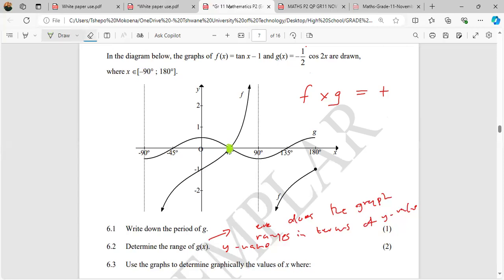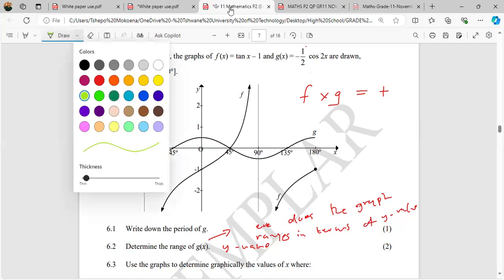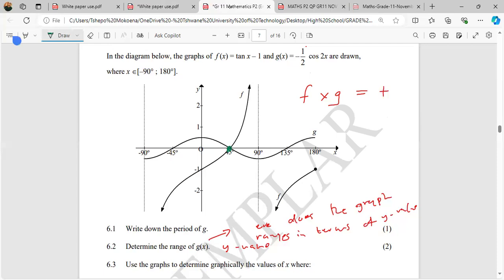Oh, I don't like this color. It's not clear. Let me change it. Normally, I start at the intersection, ne? I move to the right and I move to the left. So let's firstly move to the left. If this graph moves like this to here, and this graph moves like this to here, make sure that they move together, they end together. Ne? That's the first one.